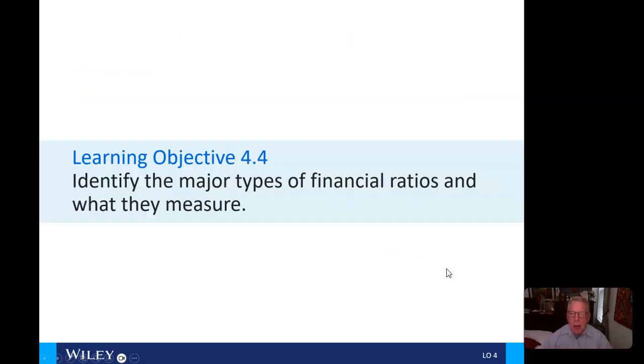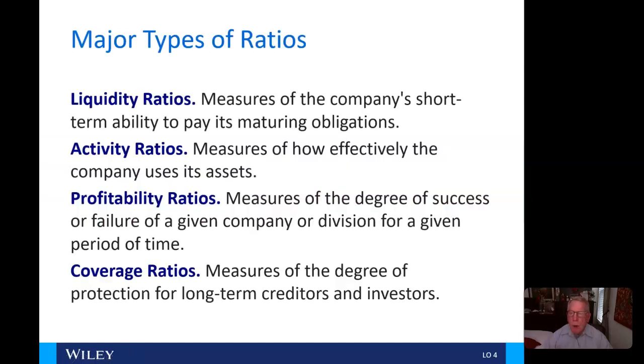Okay, the major types of financial ratios and what they measure are liquidity ratios, activity ratios, profitability ratios, and coverage ratios. Liquidity, I think we already know. Activity ratios measure how effectively the company uses its assets. Profitability, probably pretty easy to understand, is the success or failure the company has over a period of time in generating profits. And coverage ratios measure the degree of protection for long-term creditors and investors.